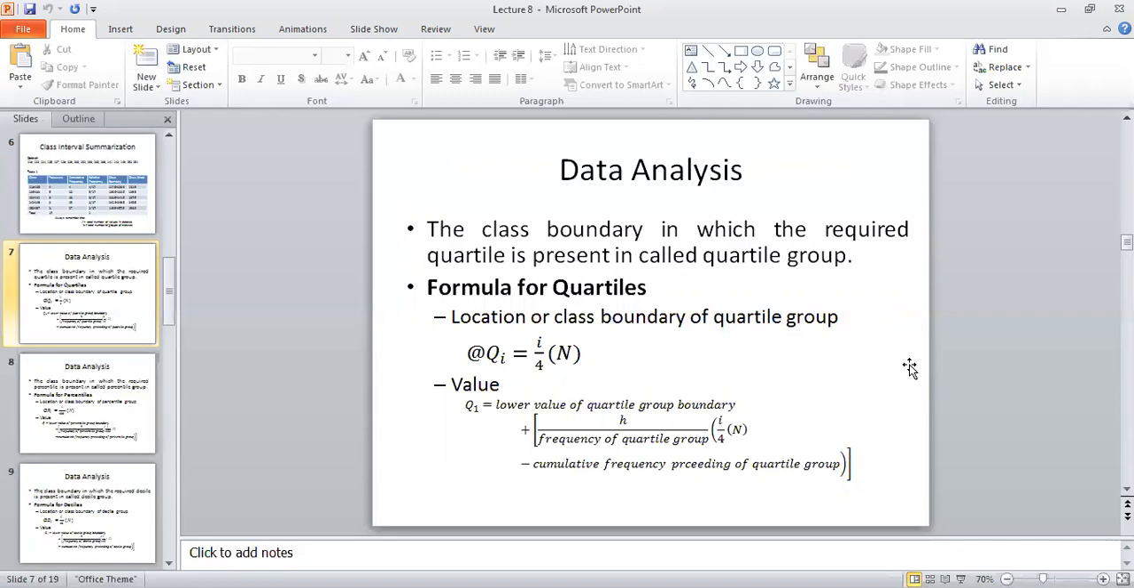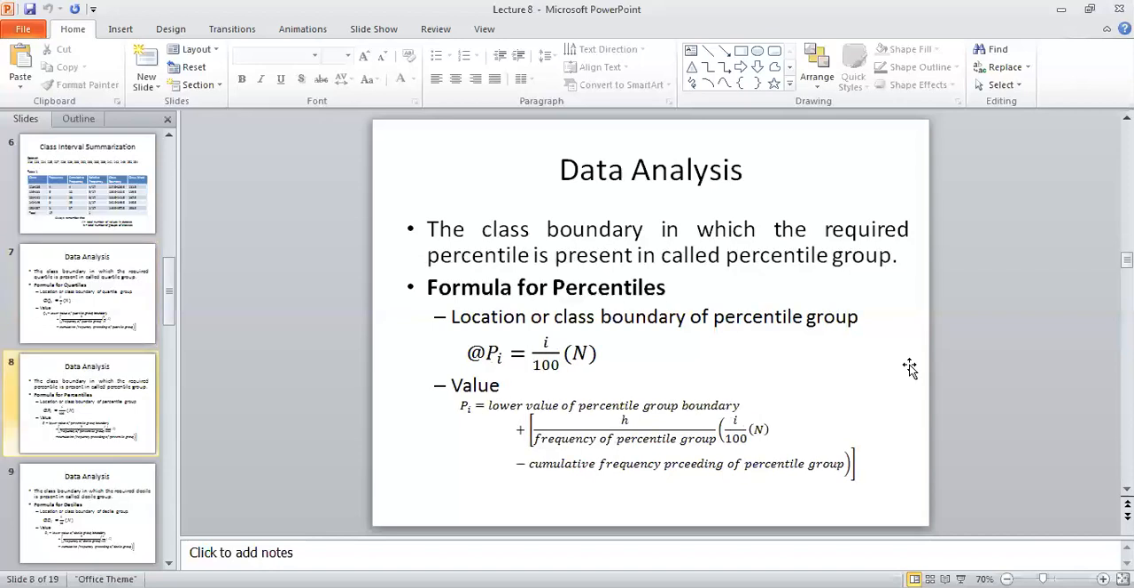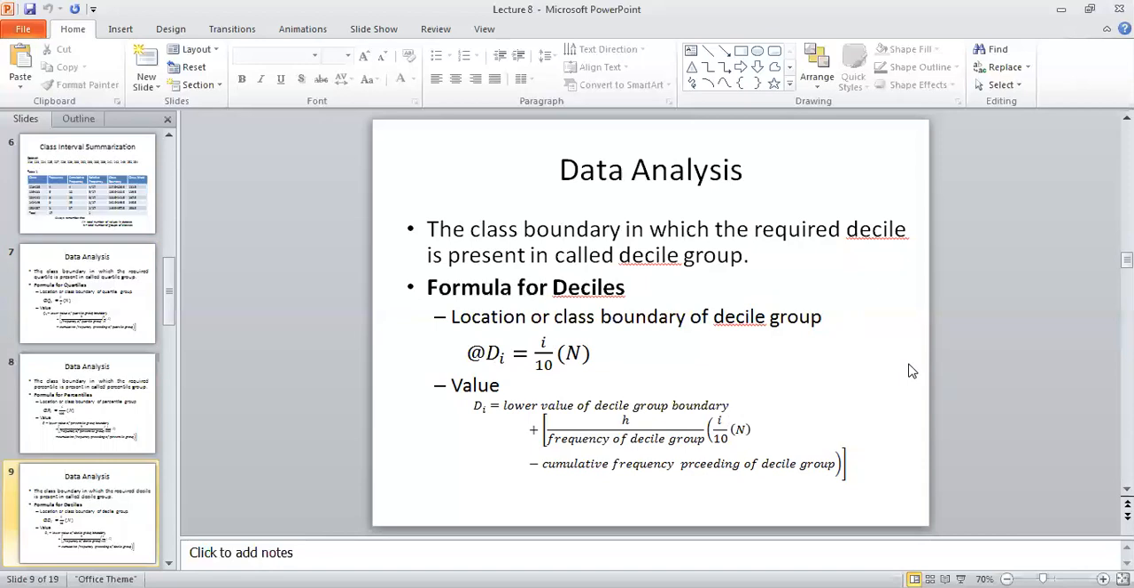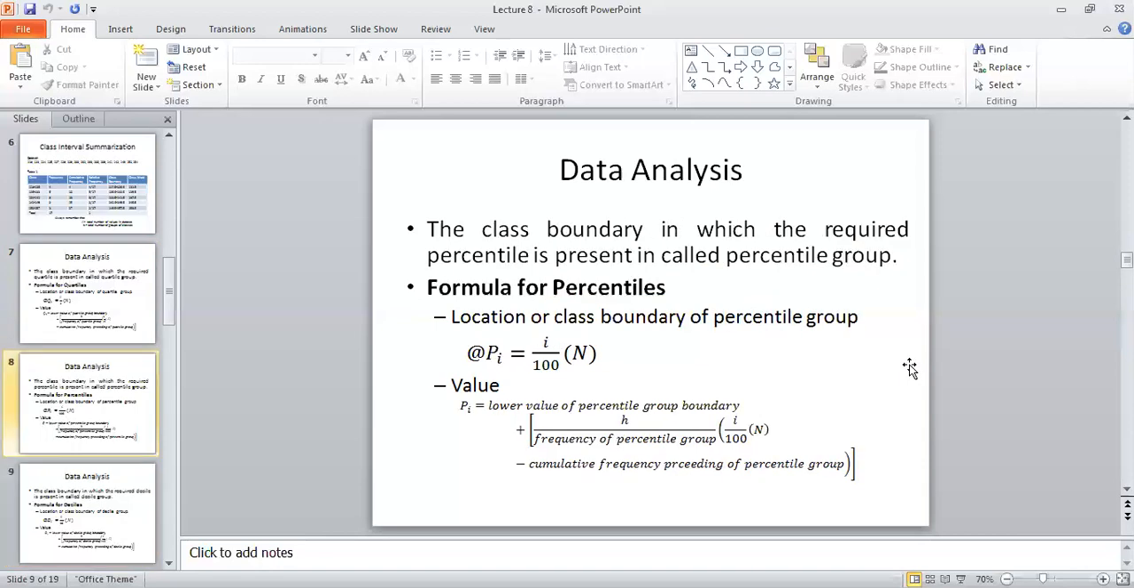The class boundary in which the required quartile is present is called the quartile group, the class boundary in which the required percentile is present is called the percentile group, and the class boundary in which the required decile is present is called the decile group.